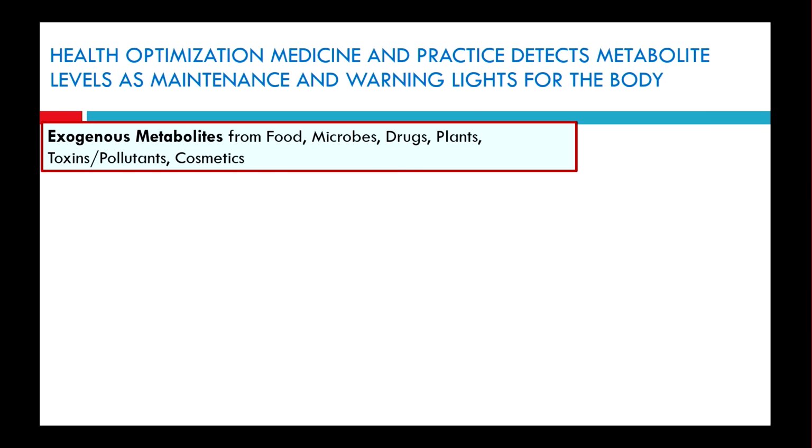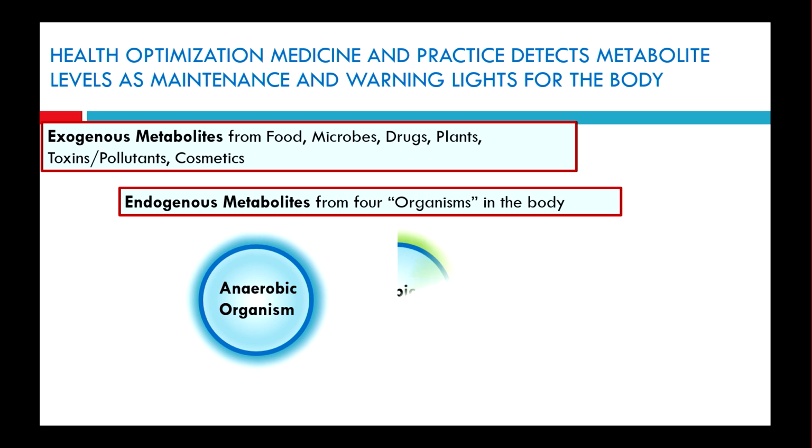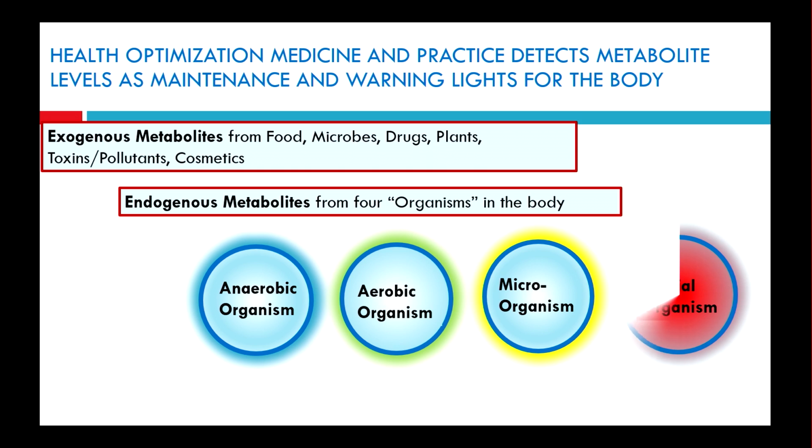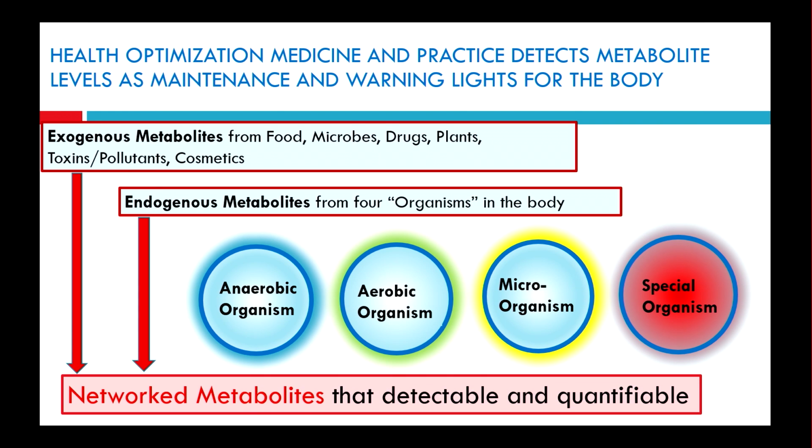Now, health optimization medicine and practice detects metabolite levels as maintenance and warning lights for the body. As we have seen earlier, exogenous metabolites from food, microbes, drugs, and plants, and pollutants and cosmetics are coming in from the outside. Then we have endogenous metabolites from what I say are 4 organisms in the body, which I shall discuss later. They are the anaerobic organism, aerobic organism, microorganism, and special organism. So both of these throw off network metabolites that are detectable and quantifiable.